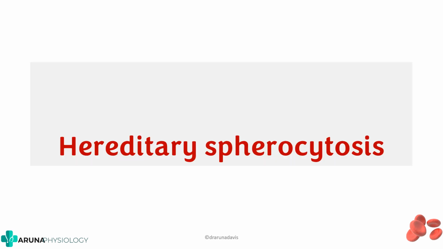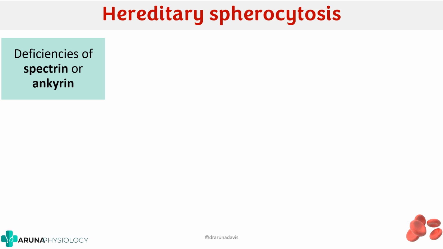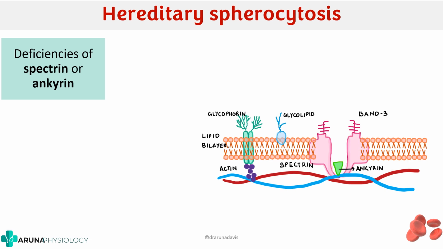Let's discuss hereditary spherocytosis. What is meant by hereditary spherocytosis? Hereditary spherocytosis is basically due to a deficiency of spectrin or ankyrin. What is spectrin and ankyrin? Suppose this is a structure showing the RBC membrane. Here, as you can see, there are some proteins called spectrin and ankyrin, which are basically anchoring the membrane skeleton. If there is a deficiency of these proteins, what will happen?